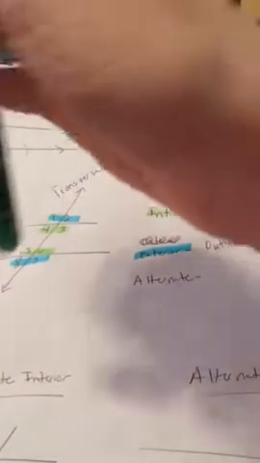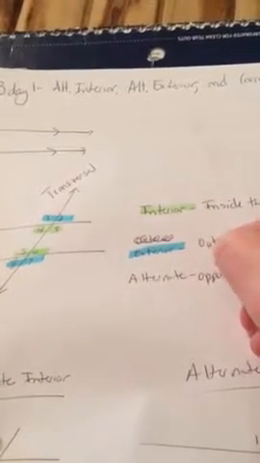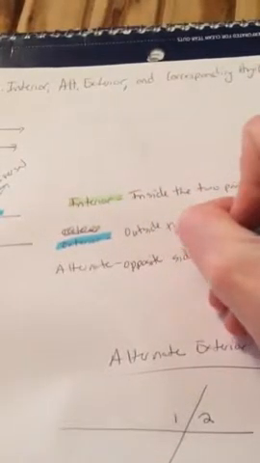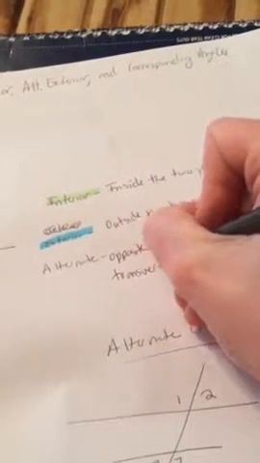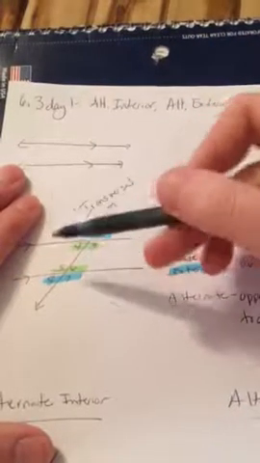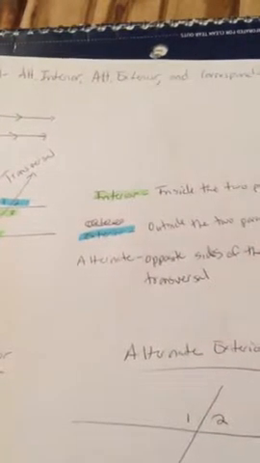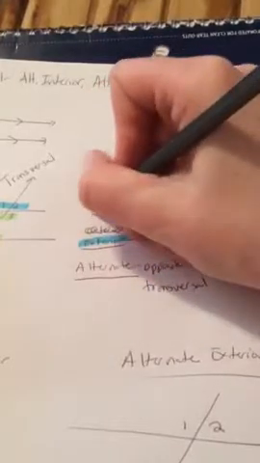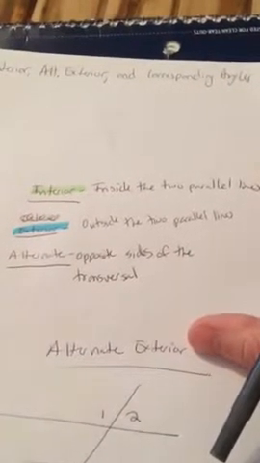Now the word alternate means they're on opposite sides of the transversal. So 4 and 6 are on opposite sides, 3 and 5 are on opposite sides of the transversal. So alternate exterior and interior. If you need to write those down, go ahead and pause the video. And I'm going to move on.